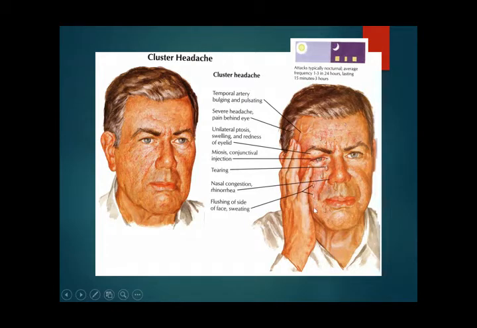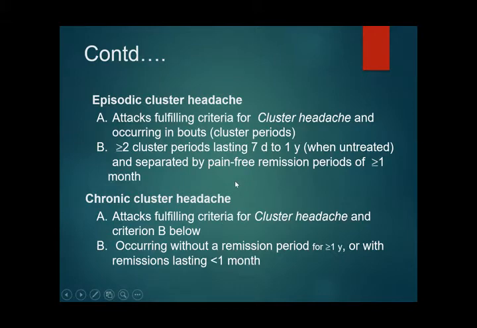Now this is what I was talking about. Cluster headaches can be episodic or chronic. We call them episodic when there is a cluster period of headache for about weeks to months, and then there is a pain-free remission period of about a month or more, which lasts from 7 days to 1 year when untreated. 2 cluster periods lasting 7 days to 1 year. When it becomes more than 1 year of headaches without any remission, we call it chronic cluster headache. Chronic cluster is exactly the same, but it occurs without a remission period for 1 year or more, or with remissions lasting less than 1 month. It's not necessary to remember this, but just to clarify that we have 2 types of cluster headache: one is episodic and one is chronic.